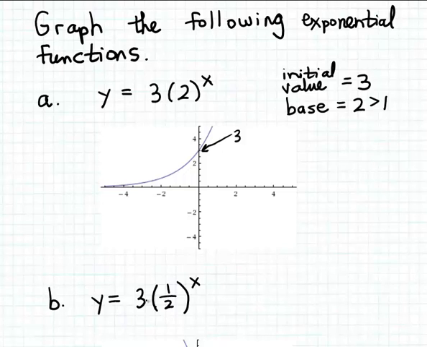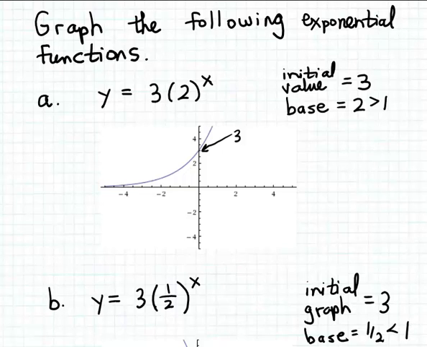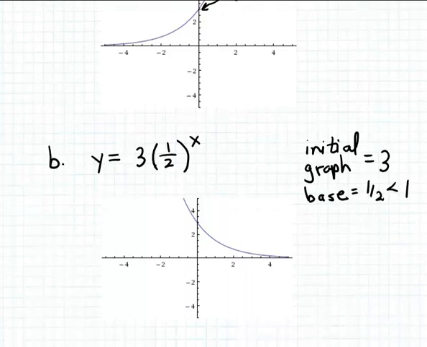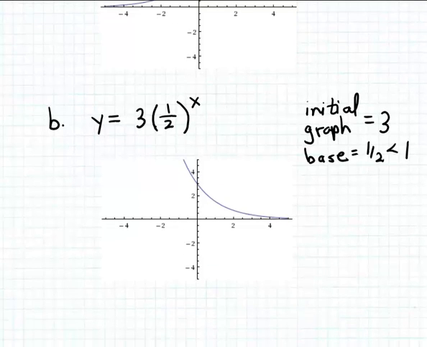Now, let's look at the graph of this second exponential function in part B. This also has an initial value of 3. So the y-intercept of the graph of this function is also going to be 3. But on the other hand, now the base in this example is 1/2, and that's a number less than 1. So exponential functions where the base is less than 1, their graphs are going to be decreasing from left to right always.